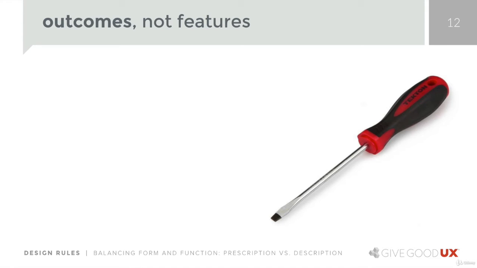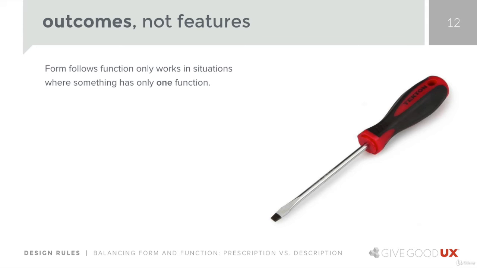And again, when you are talking about UI design, when you are defending your UI design, these are the things you need to speak to. That's why I'm giving you all this stuff. You need to have this in your arsenal so that you can communicate with those folks on the technical side, with product owners and project managers and stakeholders, in a language that makes sense to them. Form follows function only works in situations where something has only one function.